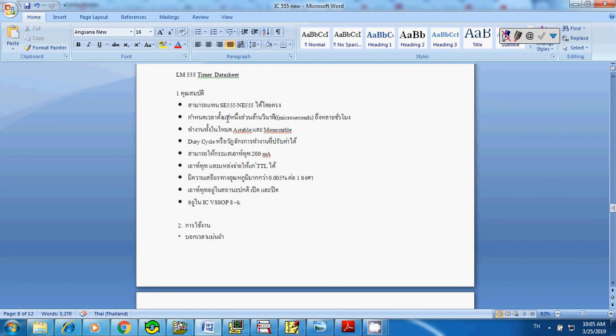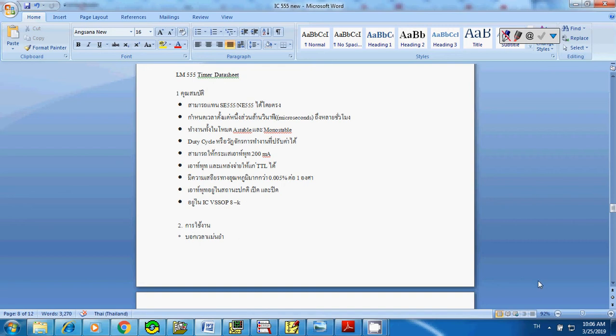It can specify the time duration from microseconds to hours. It can work in both Astable and Monostable Multivibrator modes, with adjustable duty cycle. The output current is 200 milliamps, and the output is compatible with TTL. It has temperature stability of 0.005% per degree, and output in on and off states, in a VSSOP package, a very small package with 8 pins.